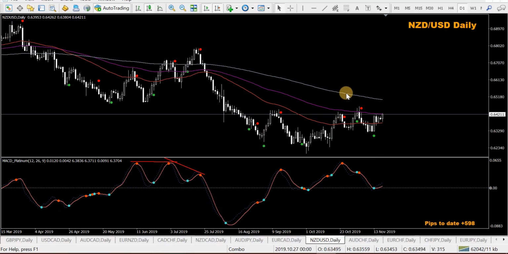But nothing happening at the moment. New Zealand USD going nowhere fast, no trades, nothing. It's a lot of sideways action in the last couple of weeks. It's going to be a pretty good pair to trade, but at the moment, see, I've got a few pips out of it.